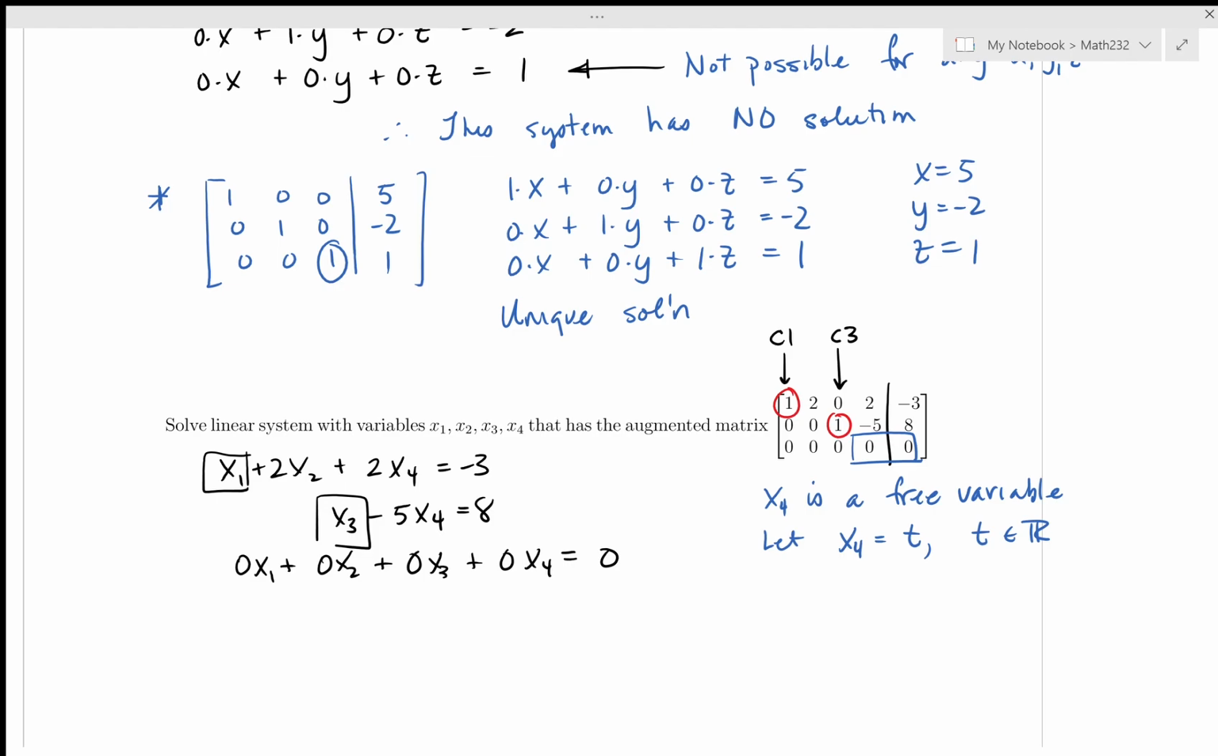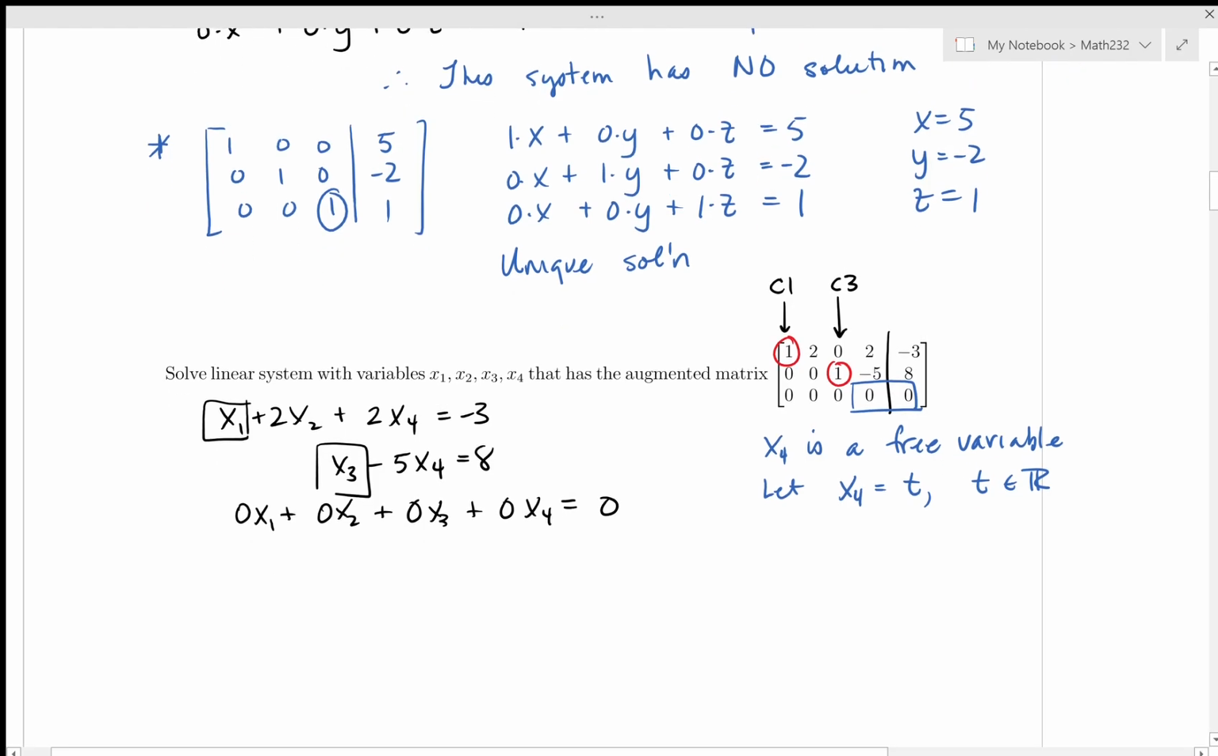Then I'm going to look at the line above. I've already written that out actually. It's x3 minus 5x4 is equal to 8. And that is the same as saying x3 is equal to 8 plus 5x4. And x4 I've identified as this free variable t. Okay, that is what I have dealt with this line here, and I've dealt with this line here.